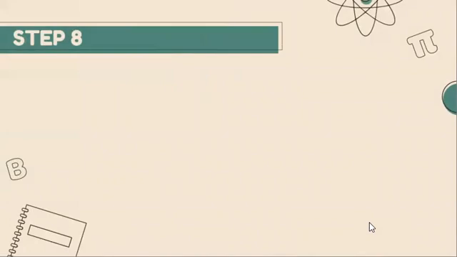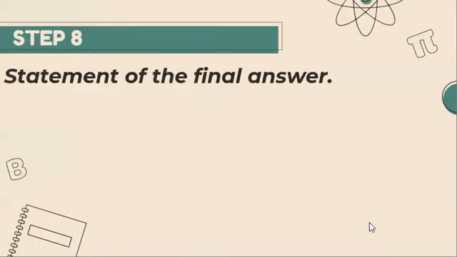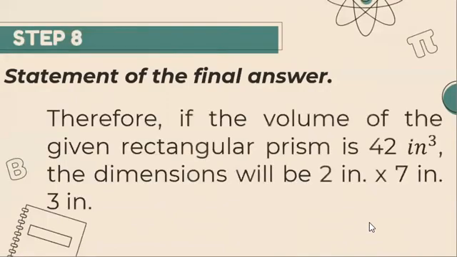And do not forget po our final step, and that is the statement of the final answer. Again po, do not forget to state your final answer. Therefore, if the volume of the given rectangular prism is 42 cubic inches, the dimensions will be 2 inches by 7 inches by 3 inches. Ayan po, so that is an example of problem solving involving polynomial functions.